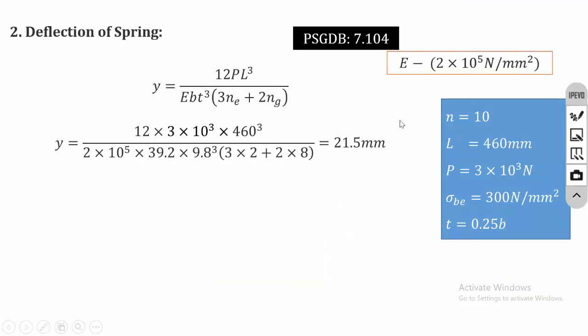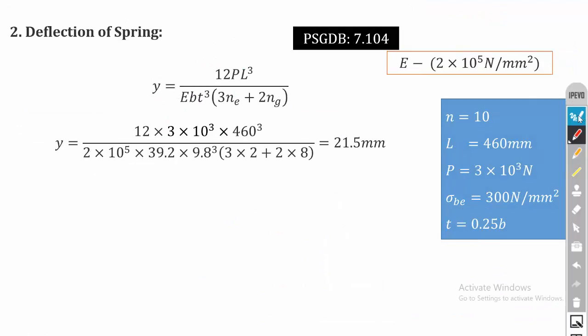Then the second step is calculation of deflection. So this is the equation for deflection. This equation is also there in the data book, page number 7.104. So it is 12 P L cube divided by E b t cube (3 NE plus 2 NG). Here P is the load, that is 3 into 10 power 3 Newton. L is the effective length, it is 460 mm whole cube.